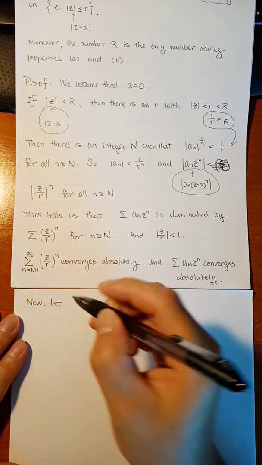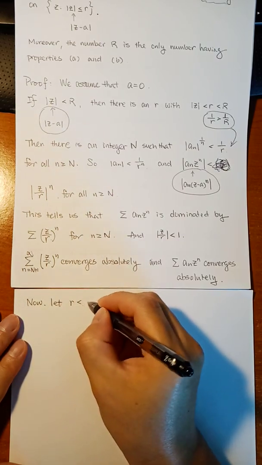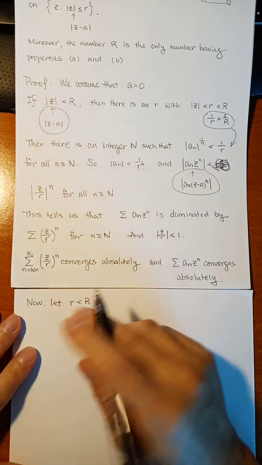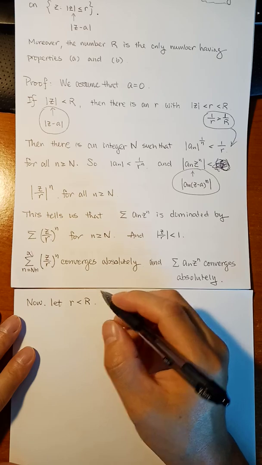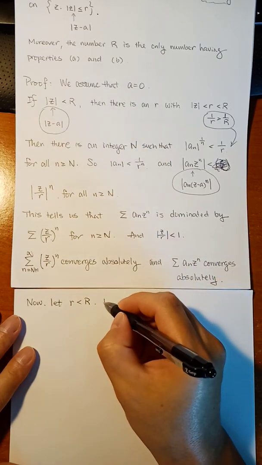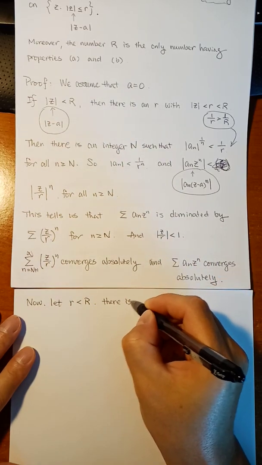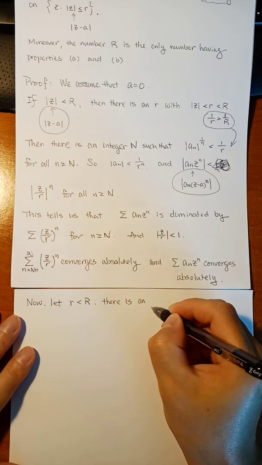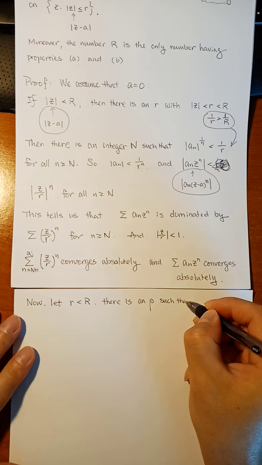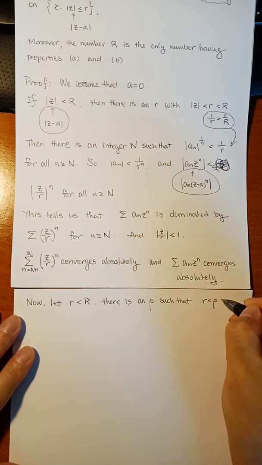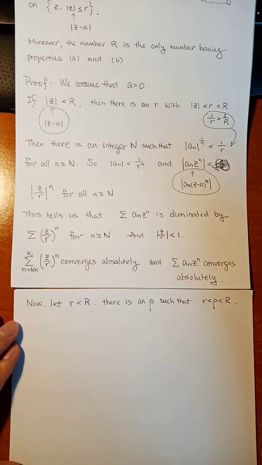So now let little r be less than capital R. Again, you have two real numbers, so there's a third number between them. There is a rho such that rho is between little r and the capital R.